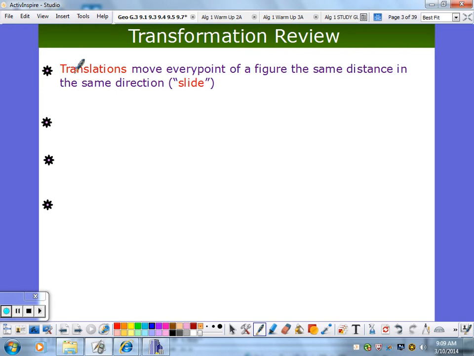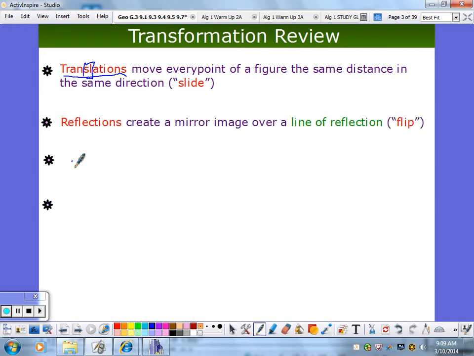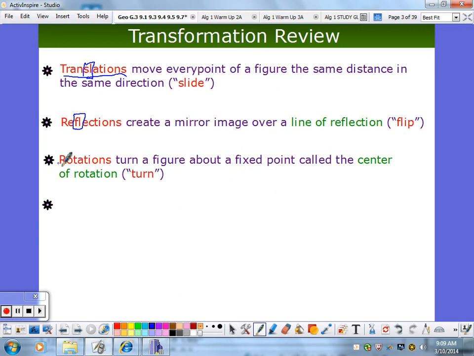Translation. These are kinds of transformations. You may have had somebody who pointed out the SL in translation. Remember that slide? So you're moving every point the same distance in the same direction. Translation. It's like you're sliding a figure to different places on the plane. A reflection, that one has an FL. You know what this is? It's a flip. You're flipping things around. Maybe you're flipping it this way, maybe you're flipping it up and down. That's a reflection. Rotation has a T. It's a turn. So you're kind of just turning it around and around.